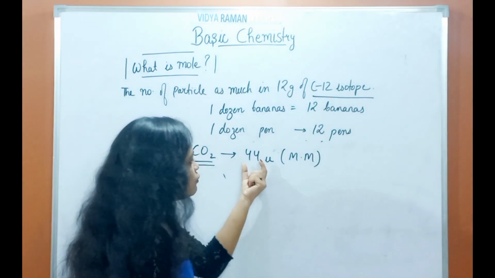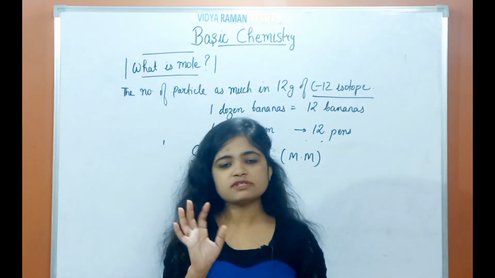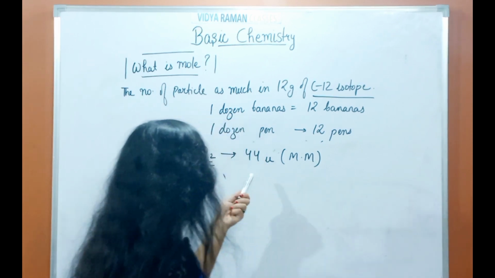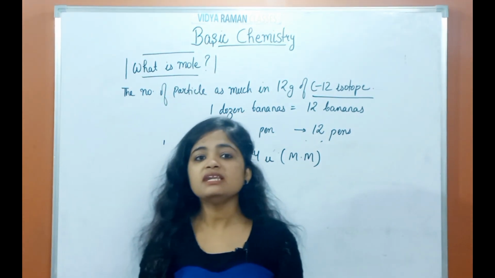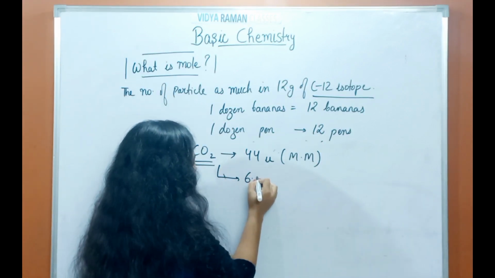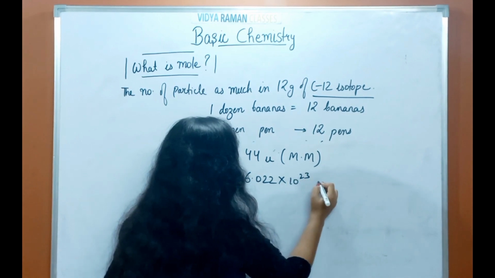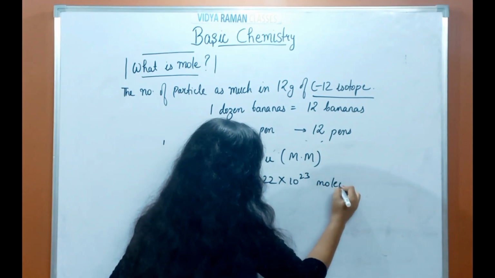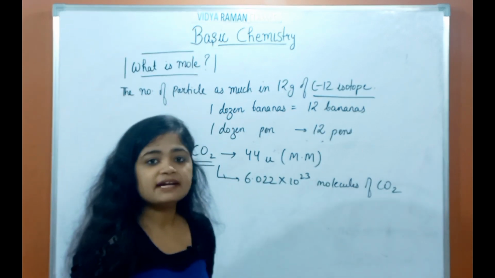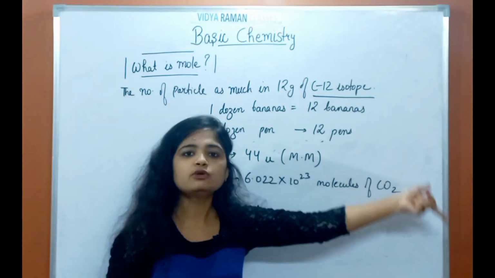Now 44u of CO2: if I am giving you some large balls, and I say that one ball represents a CO2 molecule, then I am giving you 44 gram of those balls. So how many balls will be there? That will again contain 6.022 into 10 to the power 23 molecules of CO2. Now it is not about atoms, it is about molecules. When it is a molecule, that will contain this much number of CO2 molecules.